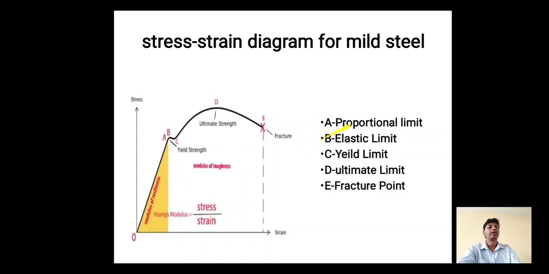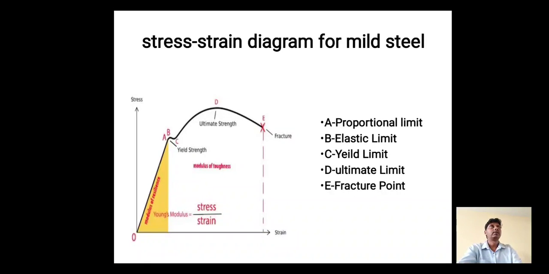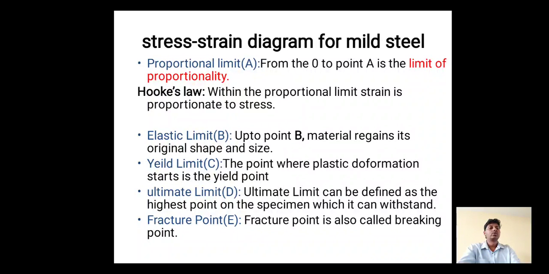Elastic limit means it behaves as an elastic body up to that point. If you take out the force, it will regain its original shape and size, elastic. Yield limit is nothing but it will enter into a plastic zone. Ultimate point is the point after which you can't apply any stress. It is called the ultimate limit. Fracture point is nothing but it will break into pieces. The stress at which it breaks into pieces is called the fracture point, and that stress is the fracture stress. So that we have discussed.